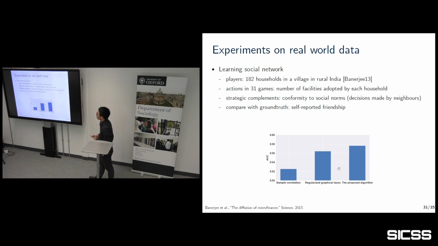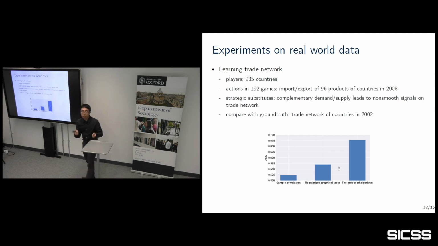The other example is to infer a trade network. So that's a similar idea. But the slight difference is that in this case, it's more like a strategic substitute instead of a complement. But the basic idea is to observe actions, which are exports of countries. And we want to see whether that can help us to infer a trade network that we don't observe. So that's basically a high-level idea.